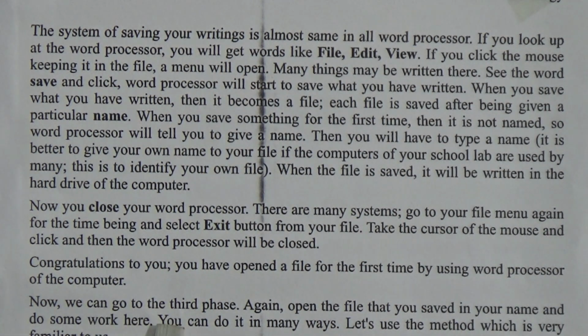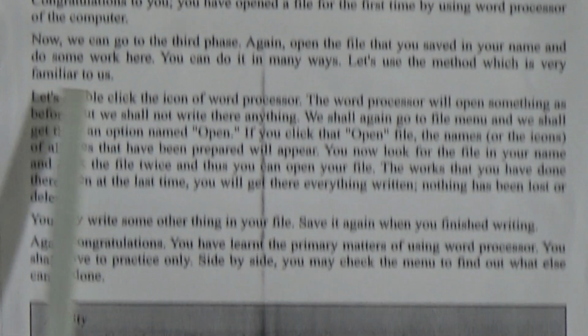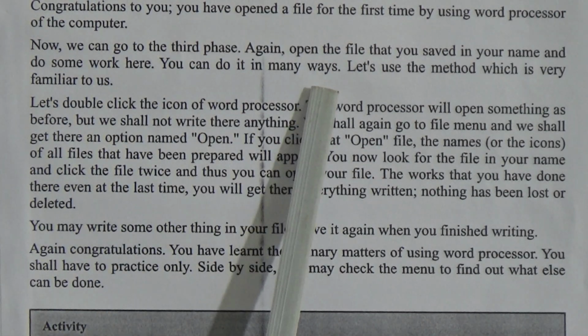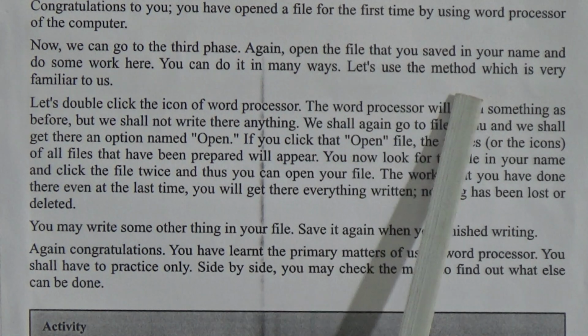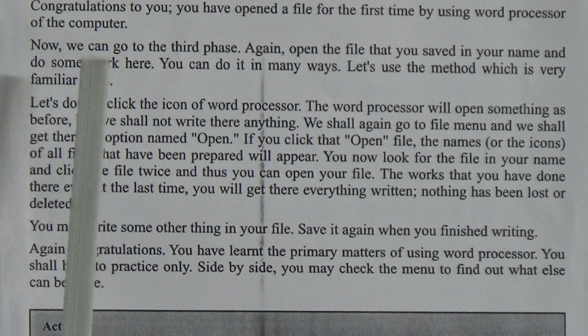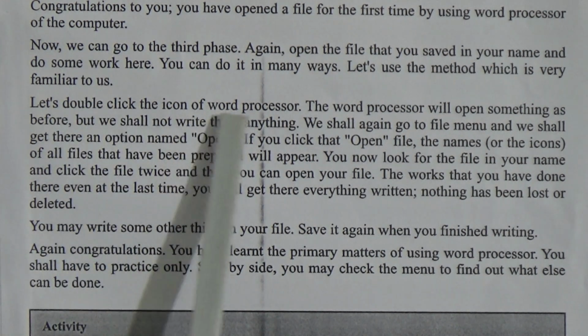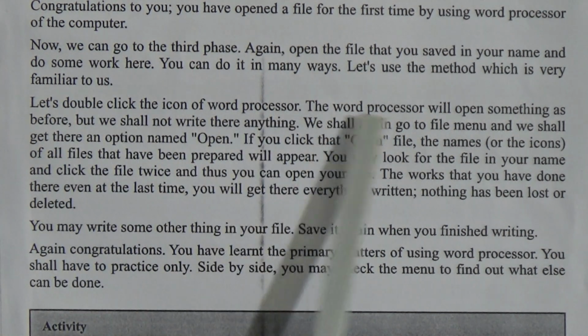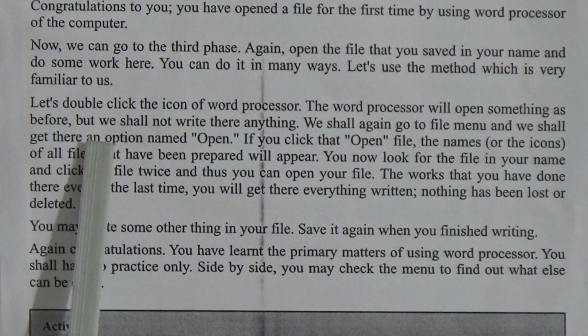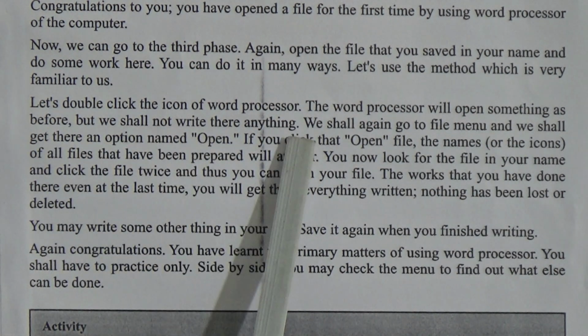Now we can go to the third phase. Again, open the file that you saved in your name and do some work there. You can do it in many ways. Let's use the method which is very familiar to us. Let's double click the icon of the word processor. The word processor will open something as before, but we shall not write anything there.